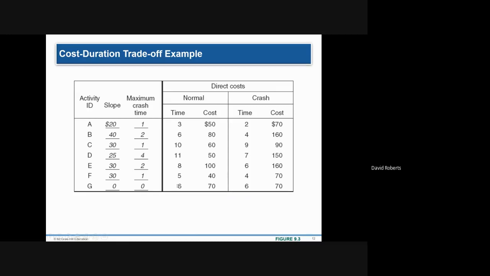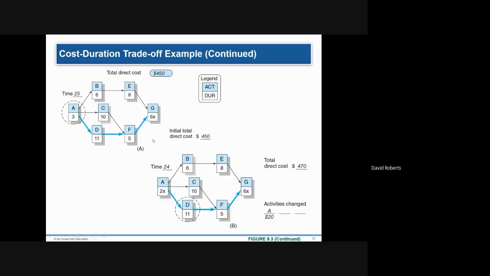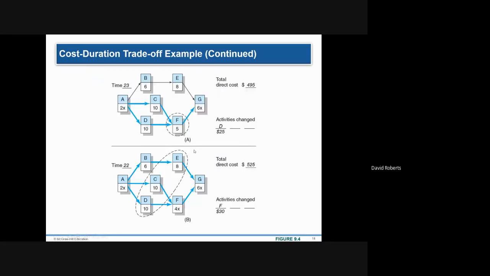Now, for some, like G, there is no slope. You can't make it shorter, no matter how much money you have. And stretching it out does not save you money. So you have a horizontal line and a vertical line, no slope. So in this particular case, you've got the direct and the indirect costs. You change the activities and shorten them, so your costs go up.